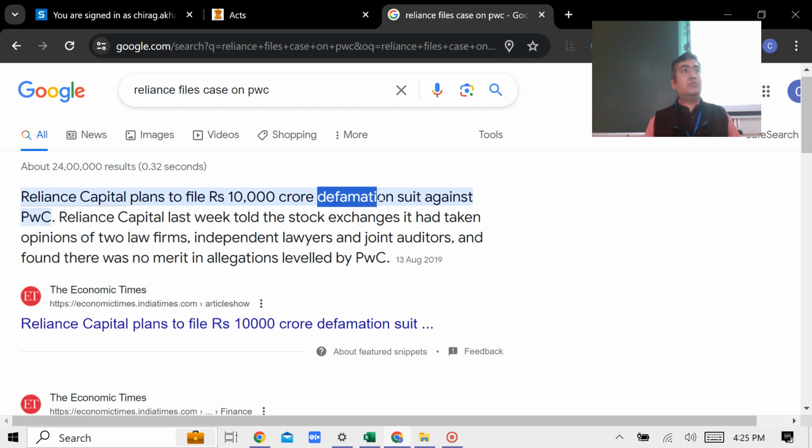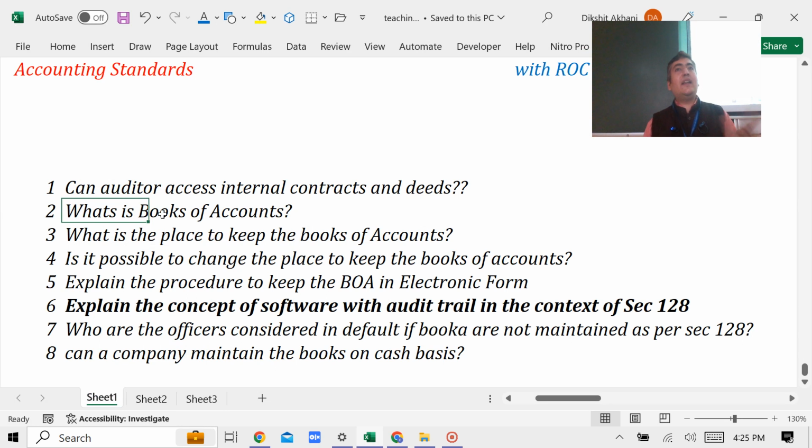Defamation stands for a case of loss of reputation, when your reputation goes down. They said that you have reported something negative, because of that it affected my stock prices. Fine. So here my question to you is, can an auditor access the internal contracts or not? And if they are not supplied, and it just goes for a qualification in the audit report, do you have the right to file a suit against the auditor or not?